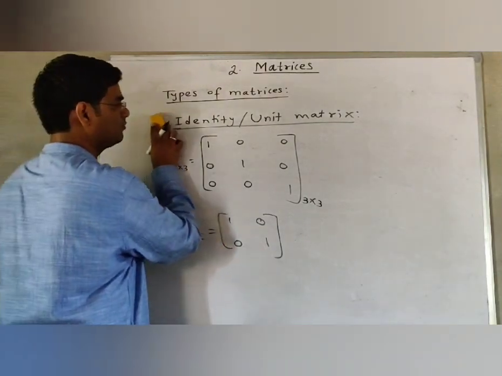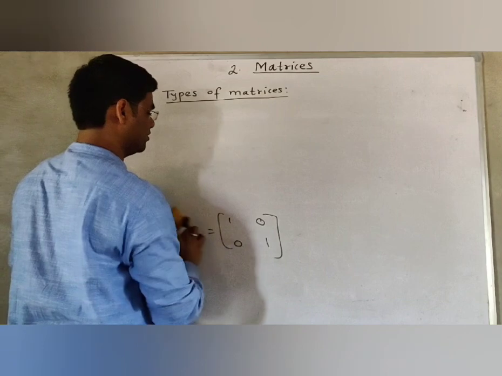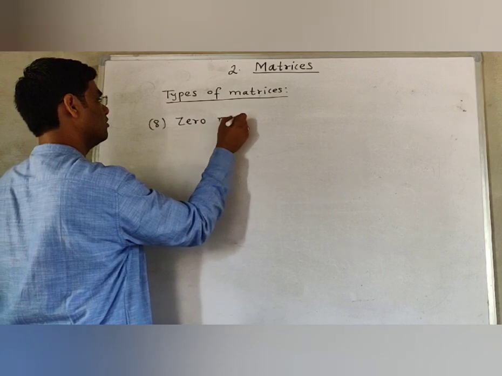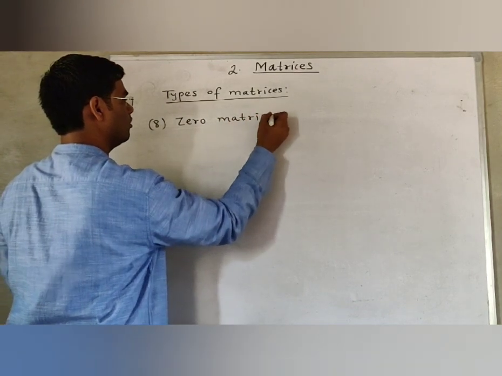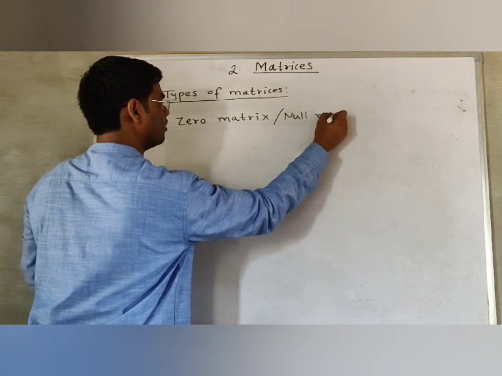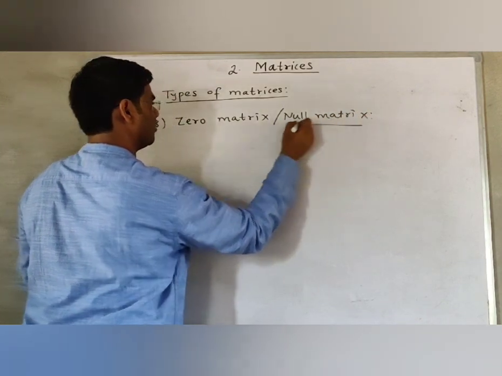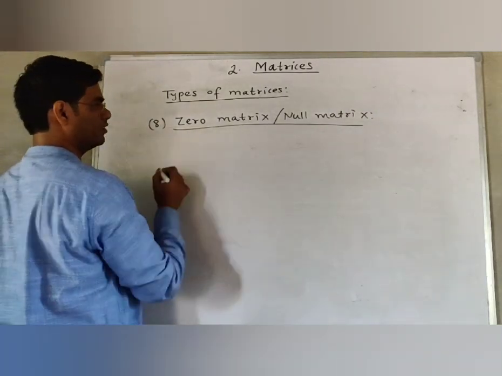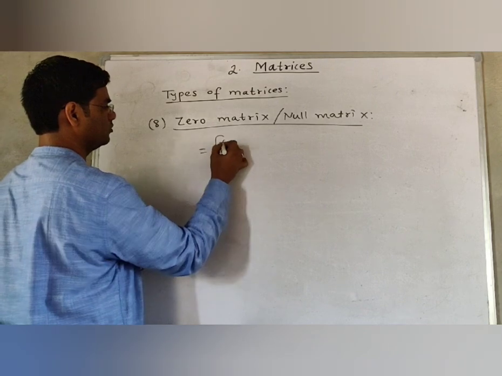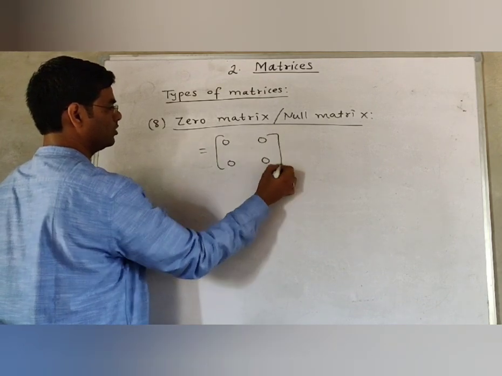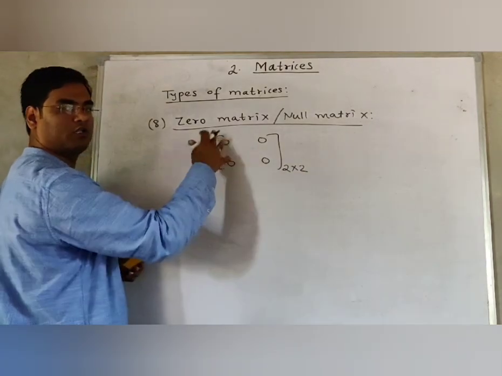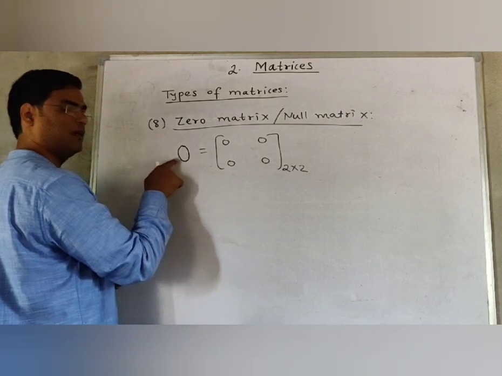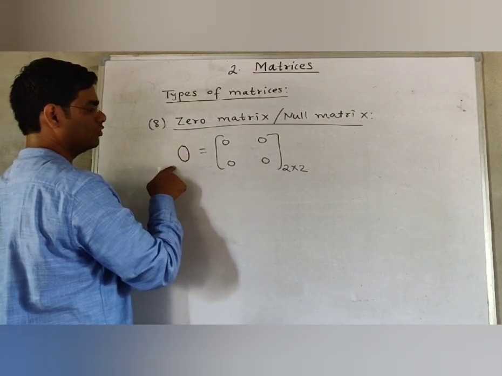Next type of matrix is zero matrix or null matrix. Now the word itself indicates what it means: a matrix in which all the elements are 0. This type of matrix is known as zero matrix. For example, 0, 0, 0, 0. This is a matrix of order 2 by 2 and all the elements are 0, and it is denoted by a capital letter O. It is capital letter O, but we will read it as zero matrix.